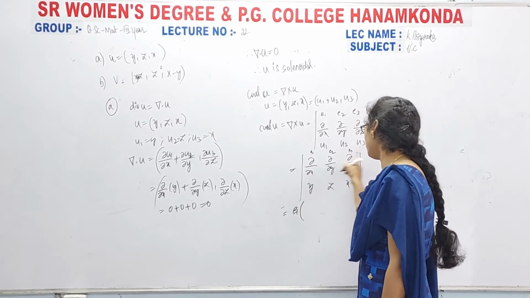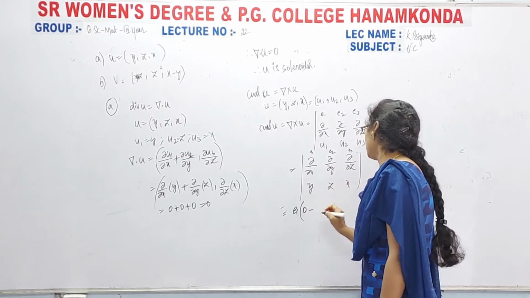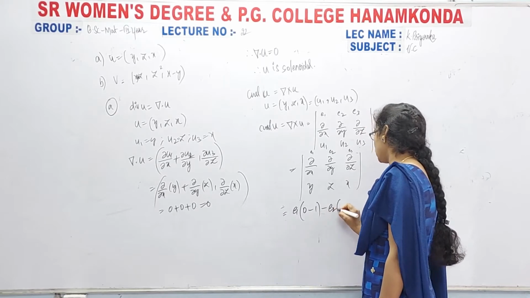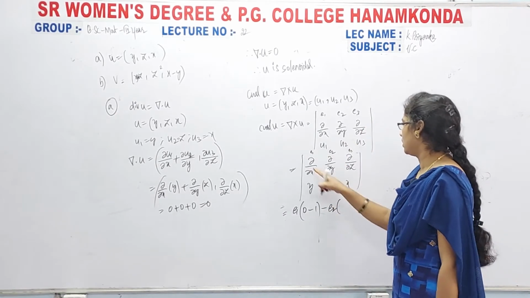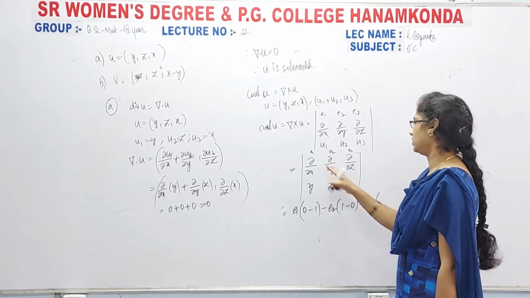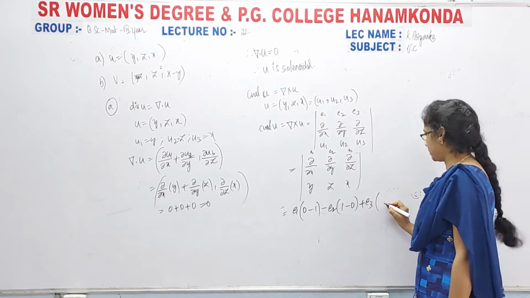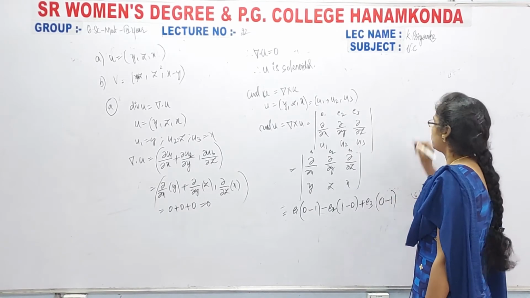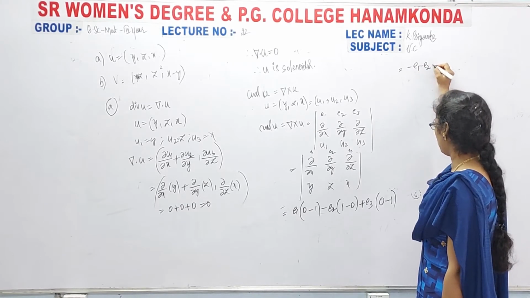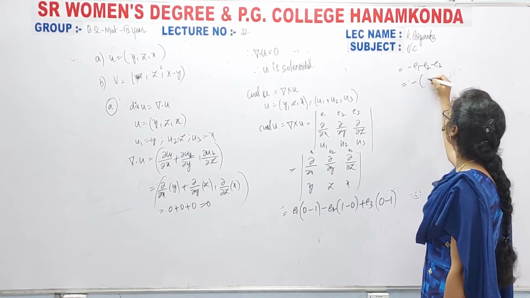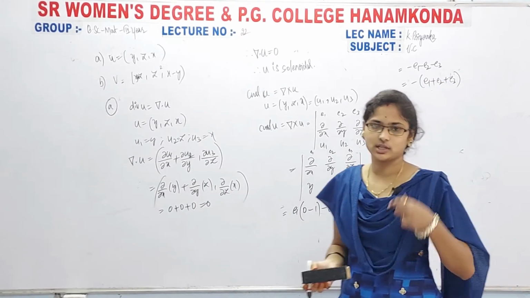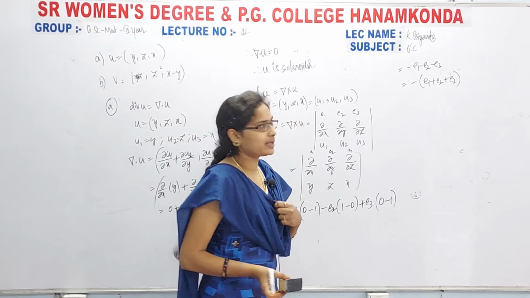Now E1 of 0 minus 1, next minus E2 of 1 minus 0 plus E3 of, here dou by dou x of z is 0, minus 1. So which is equal to minus E1 minus E2 minus E3. So it is nothing but minus of E1 plus E2 plus E3. So therefore the curl u is nothing but minus of E1 plus E2 plus E3.